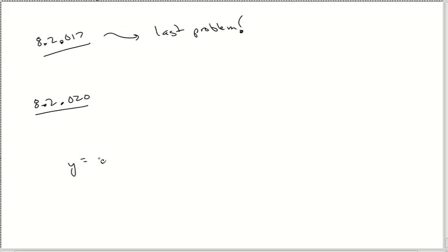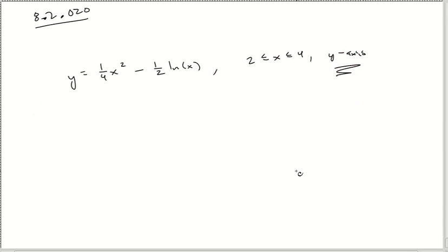I got y is equal to 1/4 x squared minus 1/2 ln x. And we're going from 2 to 4, and we're revolving it around the y-axis. Now that's a first right here, so just be a little bit careful as I keep going here. First off, my y prime, my derivative, is going to be the 2 comes down. I got a half x. And then the derivative of the ln is 1 over x.